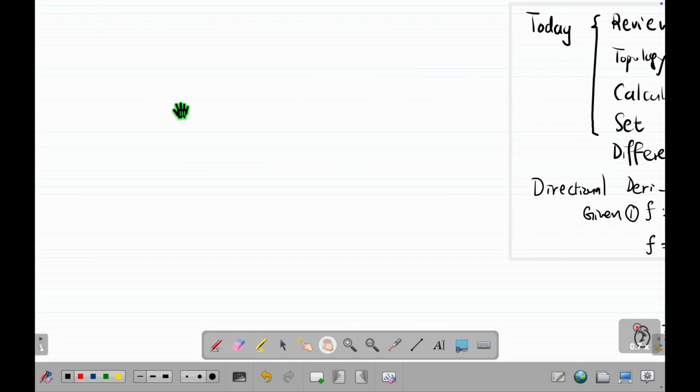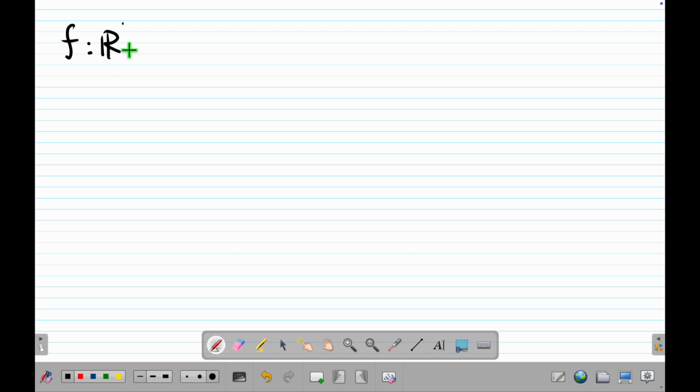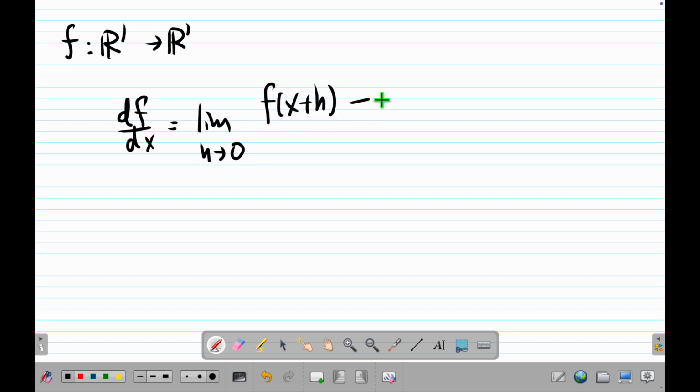So now let's review what the classical calculus is. R1 to R1, right? And then what's df/dx? It's just the limit as h goes to 0 of f(x plus h) minus f(x), divided by h, right?